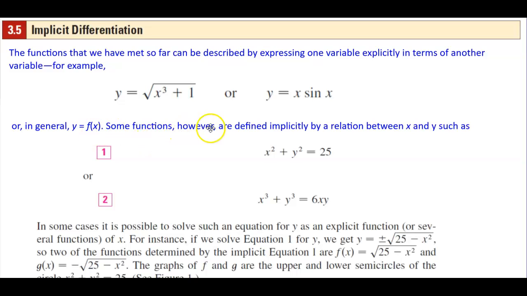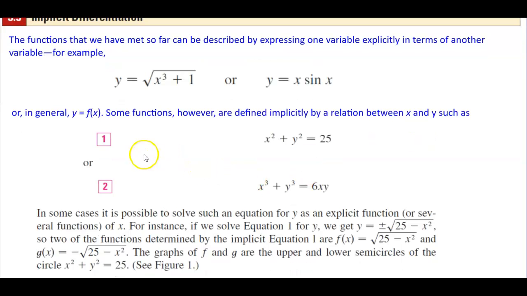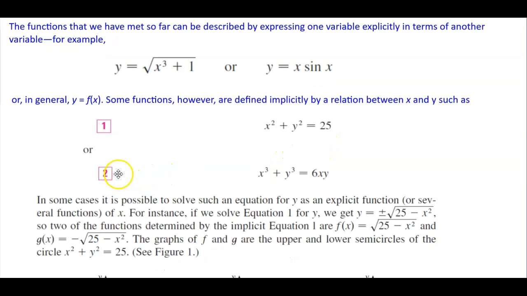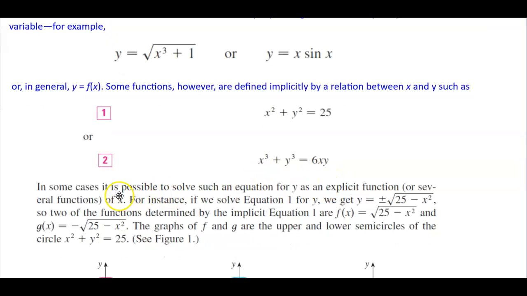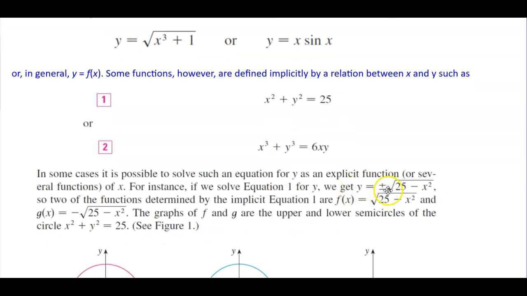Now some functions, however, are defined implicitly by a relation between x and y, such as, for example, the first one, x squared plus y squared equals 25. Or we can say we have x cubed plus y cubed equals 6xy. Now in some cases, it is possible to solve such an equation for y as an explicit function or several functions of x. So for instance, if we looked at equation number 1, if we wanted to solve for y, we would subtract x squared from both sides and then take the square root of both sides, which would give us y is equal to plus or minus the square root of 25 minus x squared.